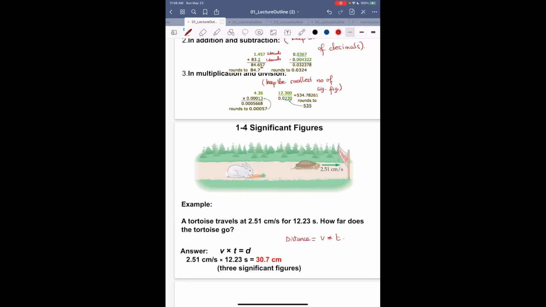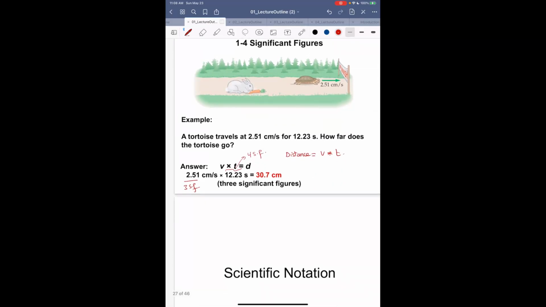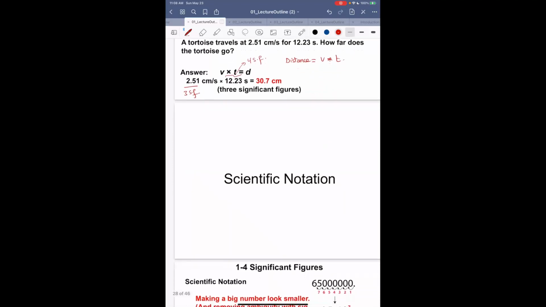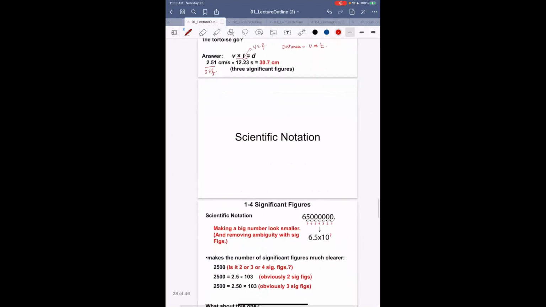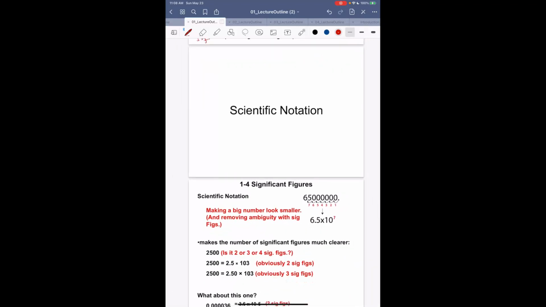This one has 3 significant figures and this one has 4. Then I should keep only 3, because the rule for multiplication is three significant figures. Again, this is the scientific notation, and I mentioned this before, but I thought maybe this is a better position to talk about it.